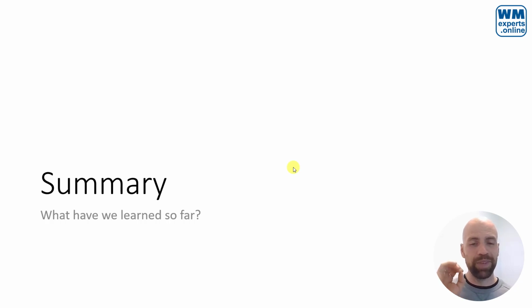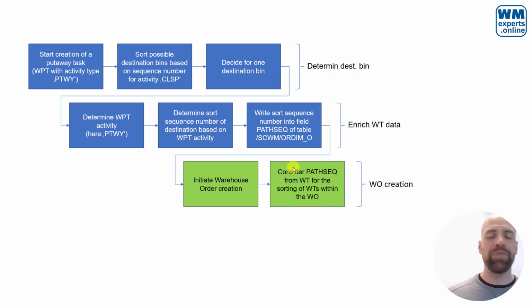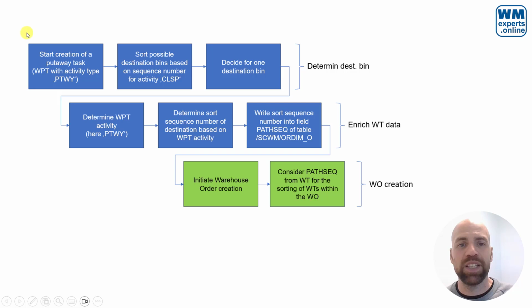And I'm pretty sure that some of you are confused now. That's why I thought I will come up with a quick summary of all those different things that I explained so far. So if you look at this flowchart that I created here, everything marked in blue is the actual warehouse task creation, and everything marked in green is the warehouse order creation. And as part of the task creation, we have the first step, the determination of the destination bin, and the second step, the enrichment and the saving of the warehouse task data into the database.